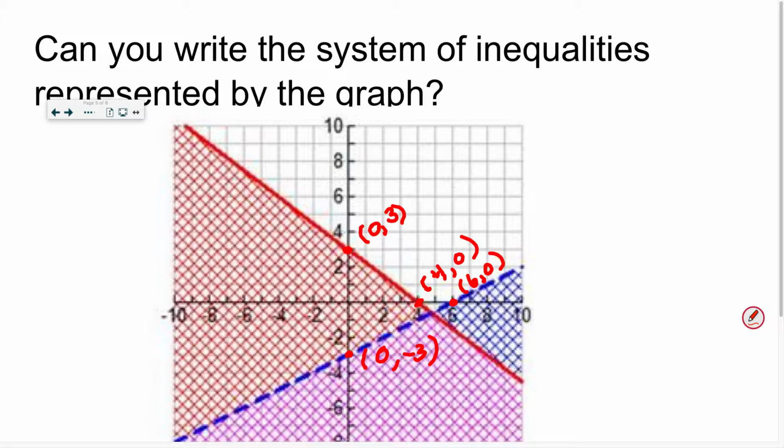Sorry, Rose, I cut what you were saying off. What do we see about the red? You can find the y-intercept, which is 3. Alright, the y-intercept is 3. What else can we figure out?